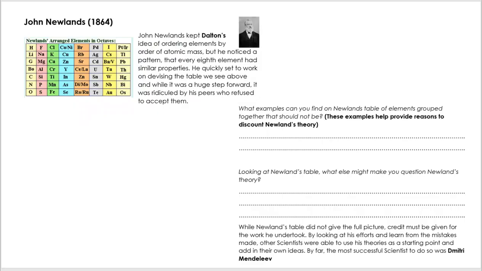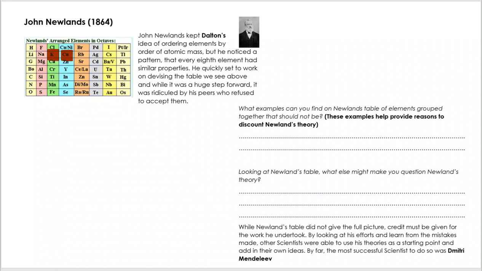But John Newlands' table was not without its problems. So have a think about these questions. We're looking here for examples of elements grouped together that should not be. Bear in mind, you will be provided with this table if you're asked to answer a question like this, and you will also have a periodic table, so you can compare and contrast what are together that should not be. As you get more confident with your chemistry, some of these will stand out much more.